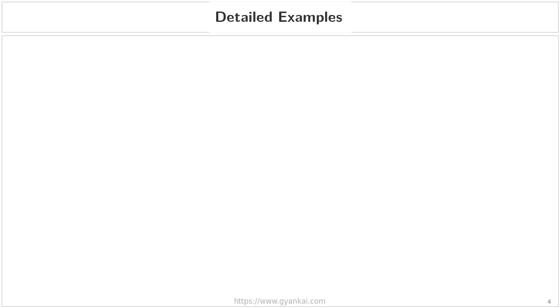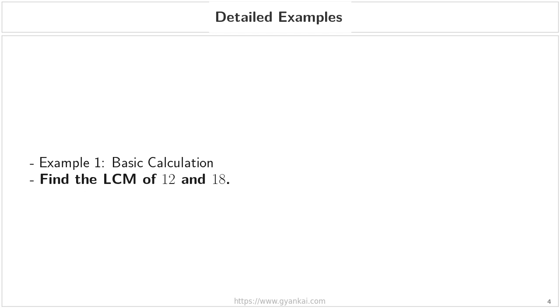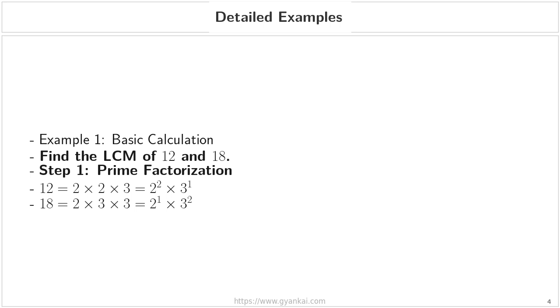Detailed examples. Now that we have understood the theory and the greatest power rule, let's put it into practice with our first concrete example. Let's look at example 1, which is a basic calculation. Our goal here is to find the least common multiple, or the LCM, of 12 and 18. We will follow the 4-step procedure we just discussed.